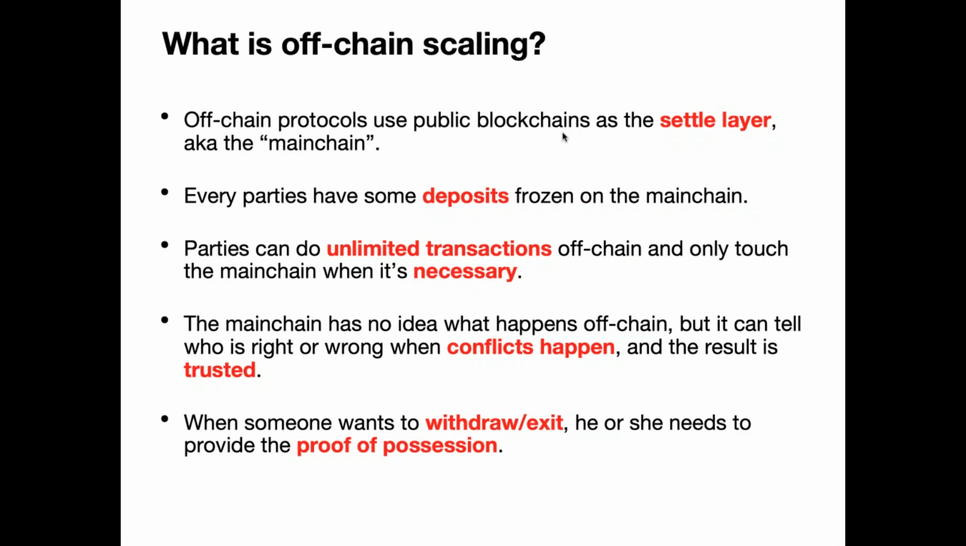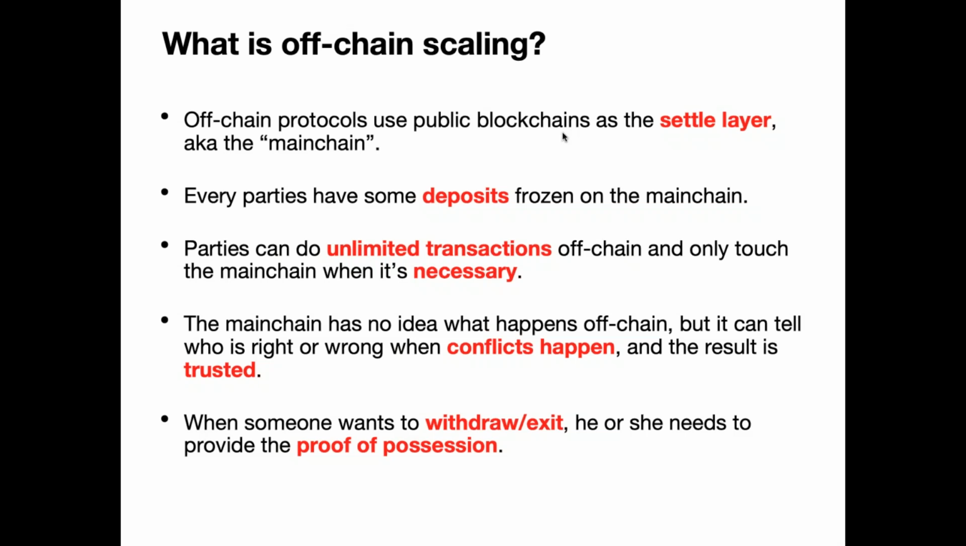And the last sentence, when someone wants to withdraw or exit, he or she needs to provide the proof of possession. It's because the miners on the main chain don't know about the off-chain. They don't know the current status of the off-chain protocol. So if someone wants to exit or withdraw some money from the sidechain, they have to prove they actually own that money, right?